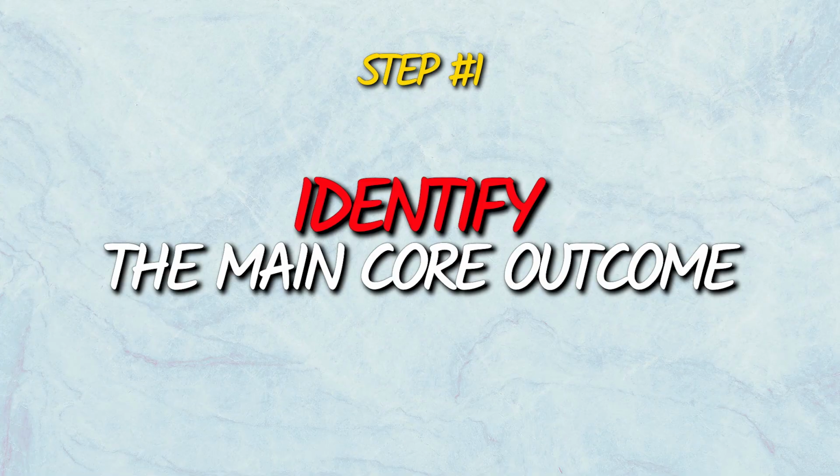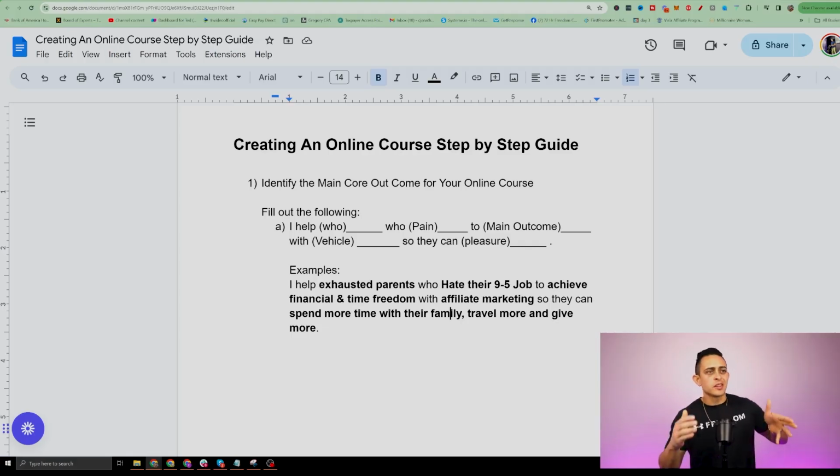Let's get into it. So step number one is to identify the main core outcome for your online course. So I'm going to be walking you through this document step by step, and we're going to be filling this out as we go. This is exactly what I do when I'm creating an online course. Now, I'll show you how you can get access to this document at the end of this video, but I just want you to go through this with me because this is exactly how I almost guarantee that I get sales for my online course.